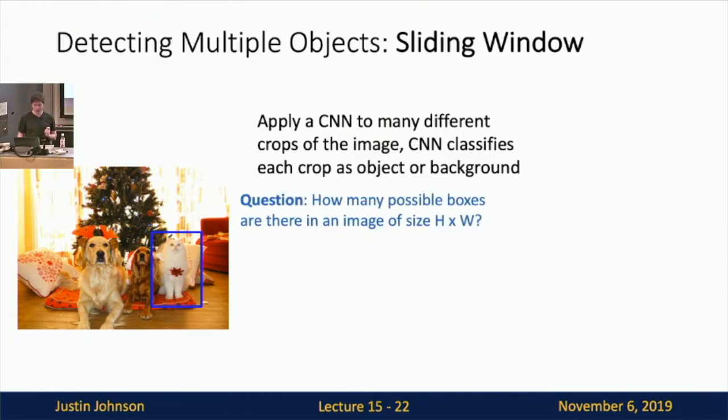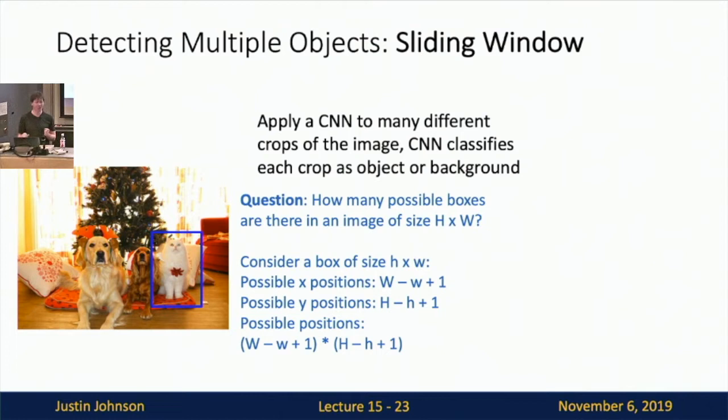But there's a problem. Let's think about how many possible bounding boxes there are in an image of size H cross W. And hint, it's going to be a lot. If we have an input image of size capital H cross capital W, then consider a box of size lowercase h cross lowercase w. Now, the number of positions that we can put this in, well, there's capital W minus lowercase w plus 1 possible x positions that we could put this box, and similarly for the number of y positions. So that means that the number of positions we can put this box in is a quadratic equation that depends on the product of capital W and capital H.